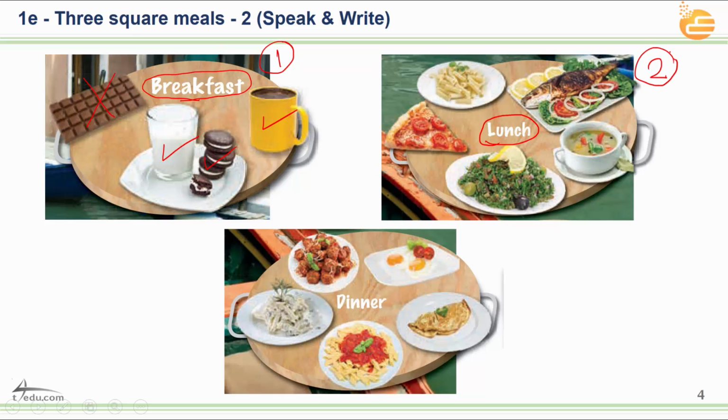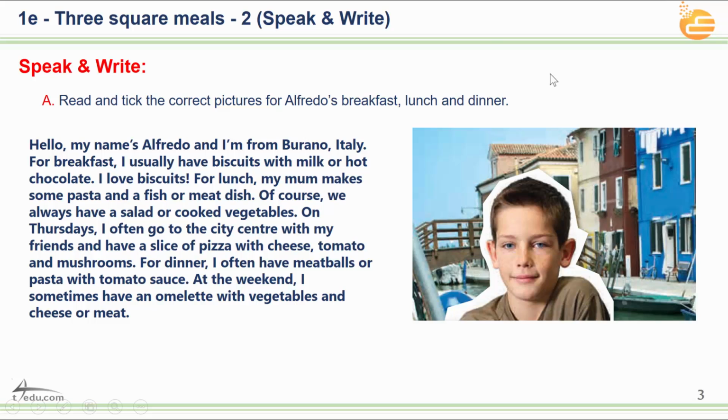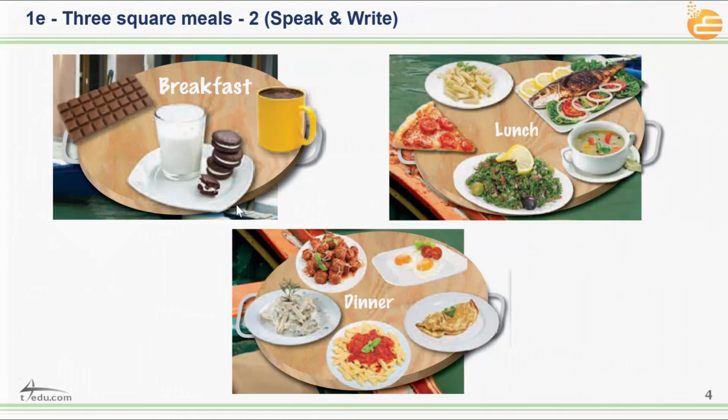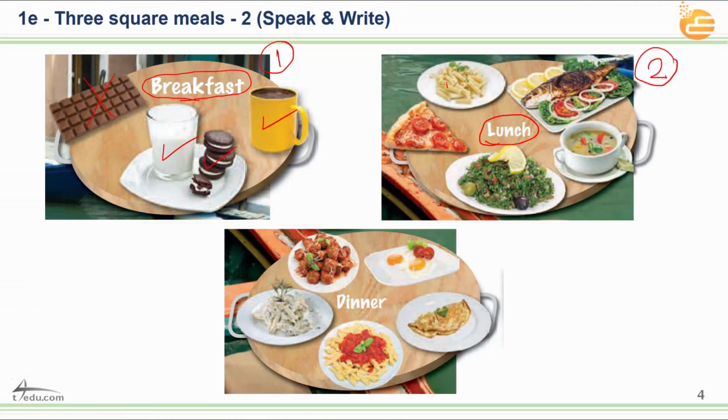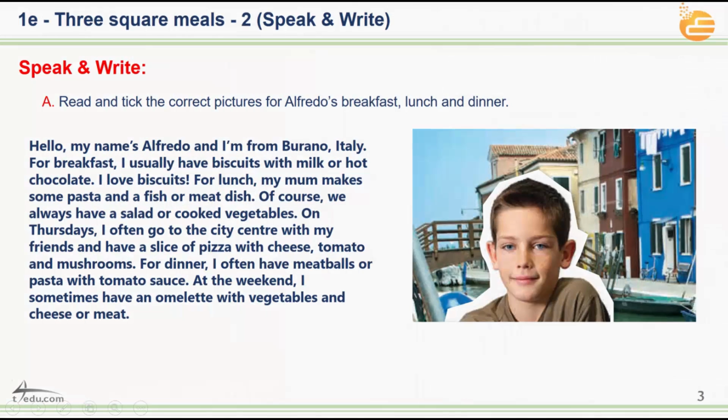So he said something about, let's take a look. Make some pasta, fish, and meat dish. Pasta. Very nice. This is the pasta. Fish. This is fish. So he said fish or maybe meat dish. It's the same dish, but sometimes with fish and sometimes with meat. So it's the same. So this one is correct. Let's go back. Okay, of course, let's continue.